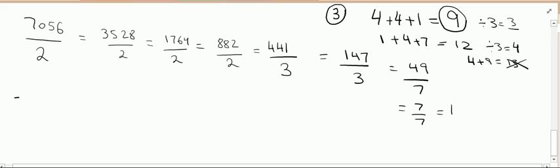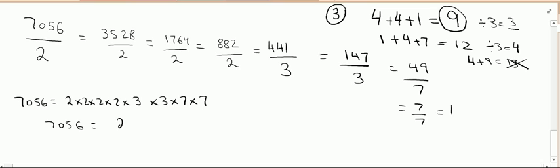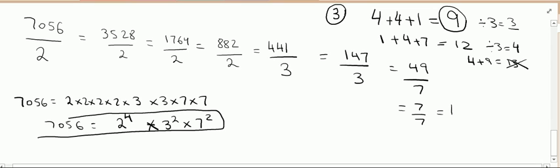So therefore we can say that 7056 is equal to 2 into 2 into 2 into 2 into 3 into 3 into 7 into 7, and 7056 is equal to 2 power 4 multiplied by 3 power 2 multiplied by 7 power 2. Therefore the prime factors of 7056 are 2 power 4, 3 power 2 and 7 power 2. This is our part 1.